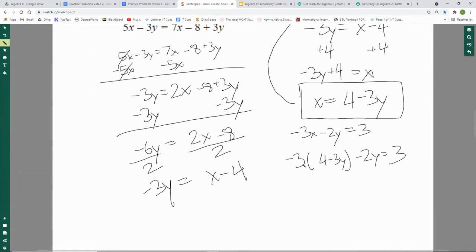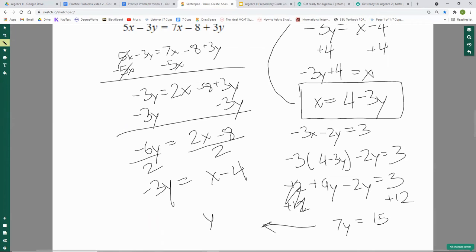All we have to do is, once again, deal with these parentheses. They make us feel uncomfortable, so let's multiply them out. Minus 3 times 4 is minus 12. Minus 3 times minus 3y is positive 9y. And then minus 2y equals 3. Let's combine like terms. We can add 12 to both sides, and combine the y terms as well. Then we have 7y equals 15, and we can solve for y and get y equals 15 over 7.